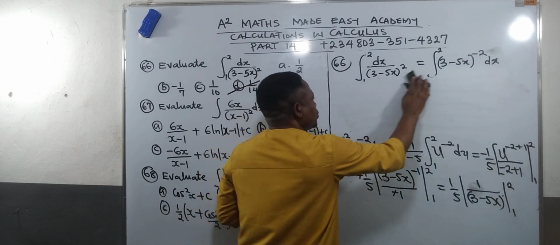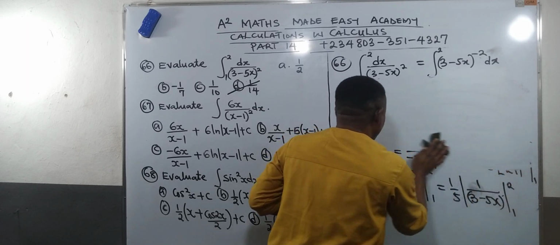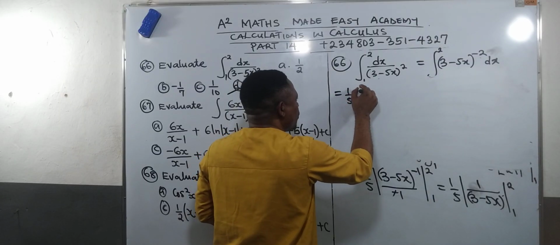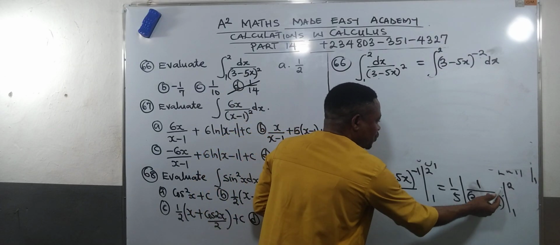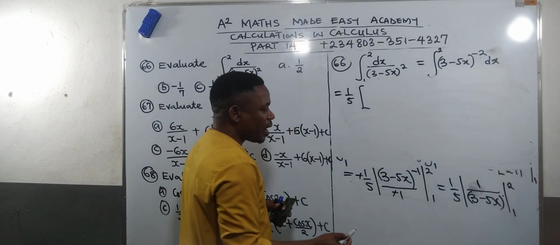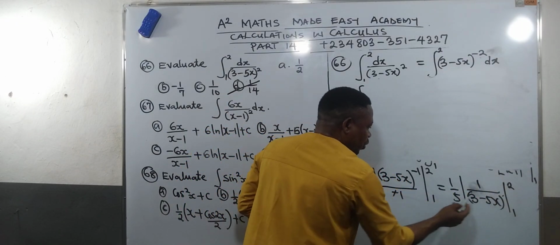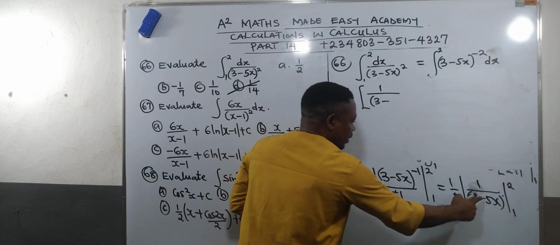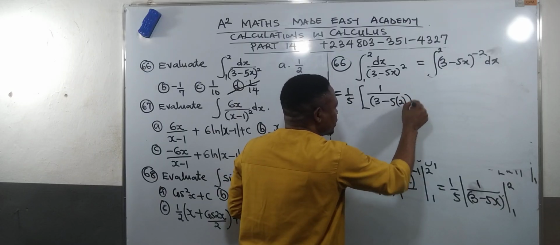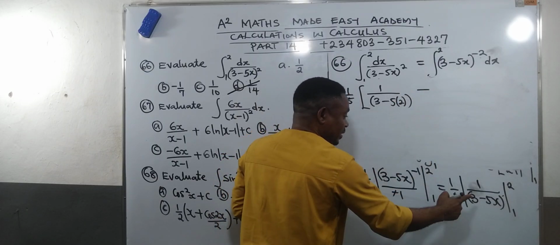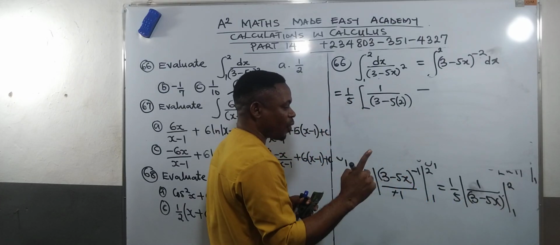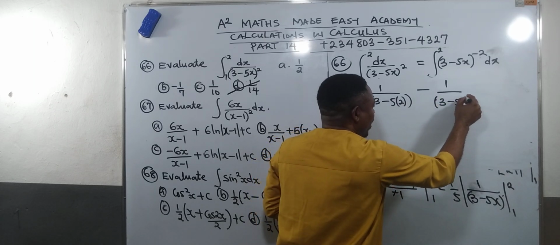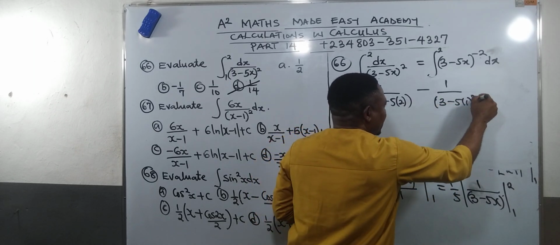What is the next thing I want you to watch? The next thing now is to work it out. This is already 1 over 5, right? Then open the bracket. Get the difference between upper limit and lower limit. Now, x to the upper limit is 2. Can we substitute now? It will give me 1 over bracket 3 minus 5 times 2. Close the bracket. Then minus, that is the difference. x to the lower limit is 1. What will I write? 1 all over, open bracket 3 minus 5 times 1. Close the bracket again and close.